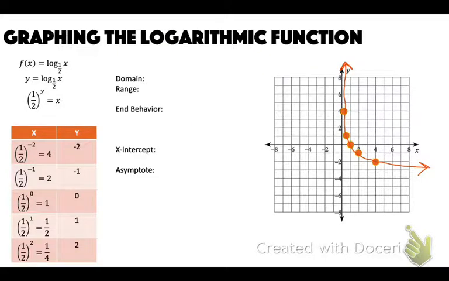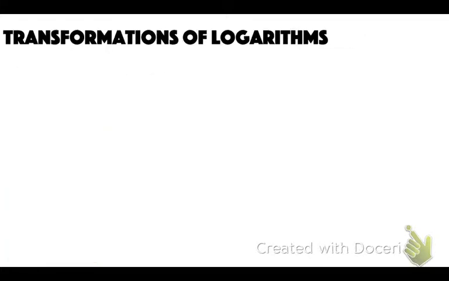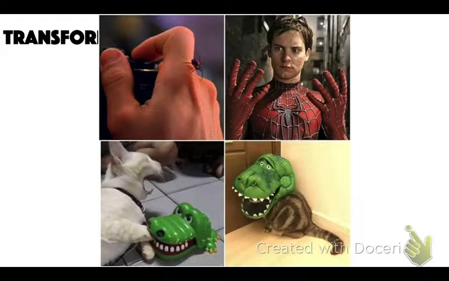So then the domain is 0 to infinity. Range is negative infinity to infinity. And for behavior, as x goes to 0, f of x goes to infinity. As x goes to infinity, f of x goes to negative infinity. The x-intercept would be (1, 0), and the asymptote would be x equals 0. Okay? All right, let's do transformations.